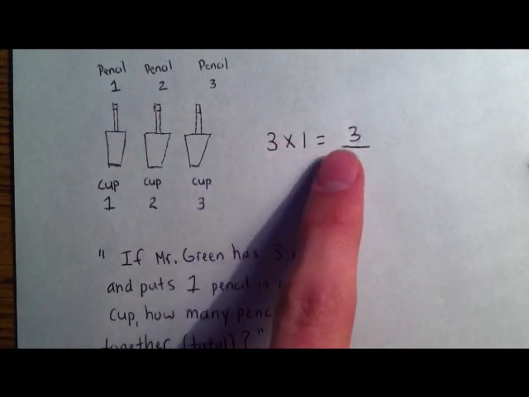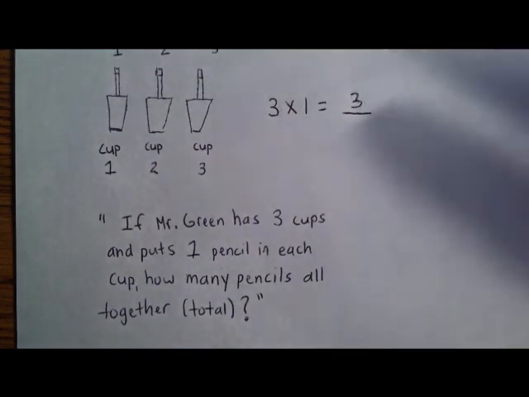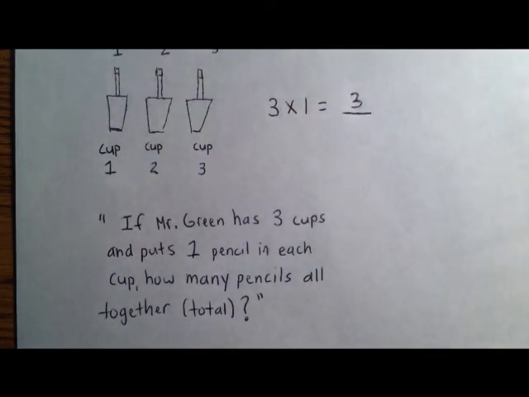So any number times 1 equals that number. Anytime you see a problem that says multiply by 1, or the X symbol for multiplication times 1, the first number that's being multiplied by 1 is the answer, or the product, to that question.